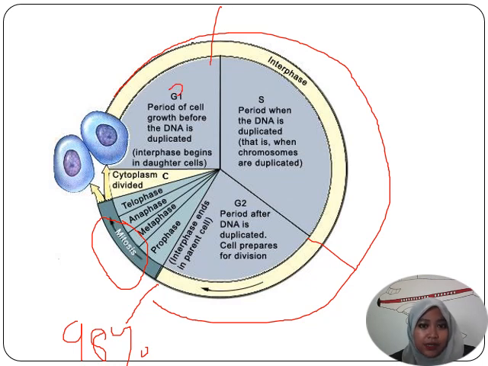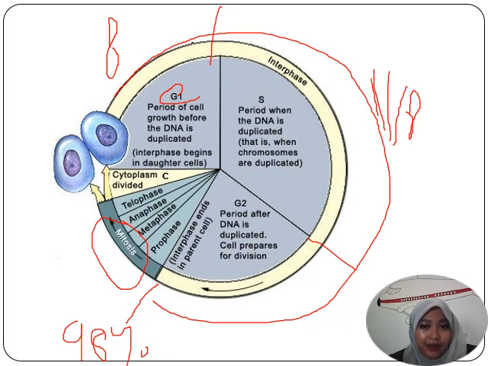First is G1, where the cells grow before they need to duplicate. Basically, from a small cell they grow into a normal-sized cell. So when we have one chromatid here, they are preparing for the duplication process of the DNA thread. At the end of G1, they go to the synthesis phase. Synthesis is the phase where the DNA is duplicated, meaning the chromosome doubles from a single chromatid into sister chromatids.